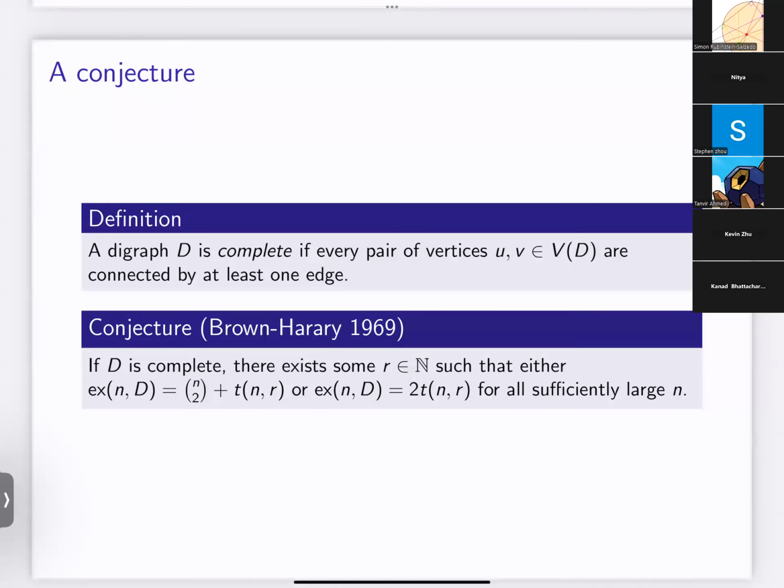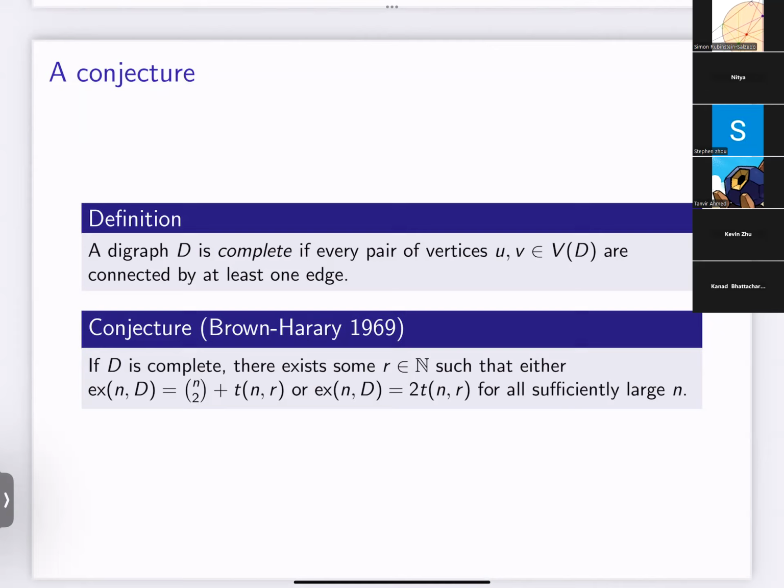And so one question you can ask is, what can we say about the Turán numbers of these complete graphs that are in between a tournament, which we do understand, and a fully complete digraph, which we also understand? And Brown and Harary in 1969 conjectured that the answer should be one of those two cases.